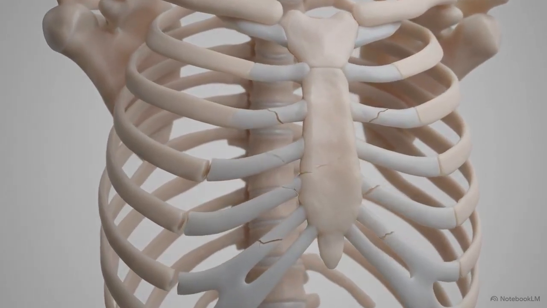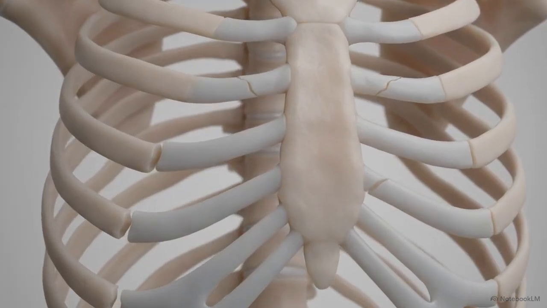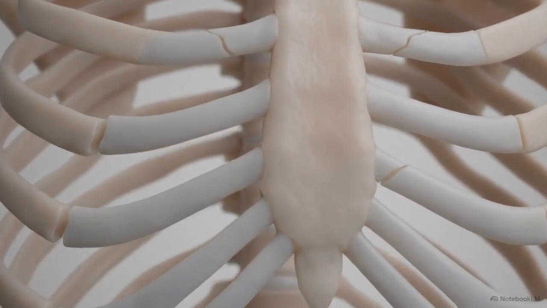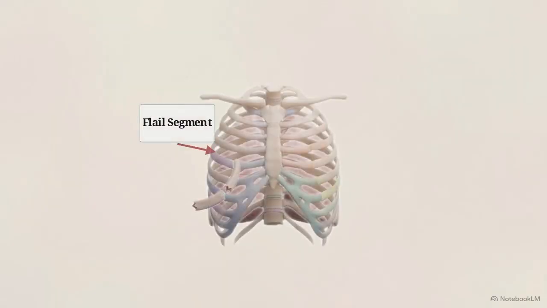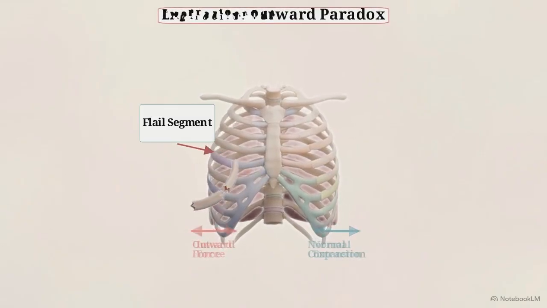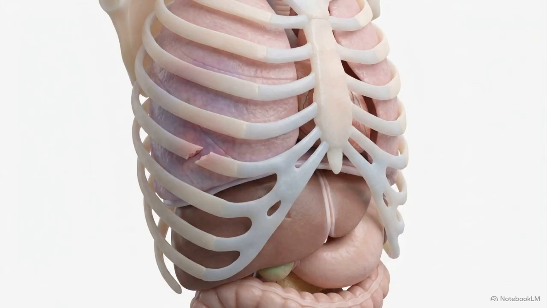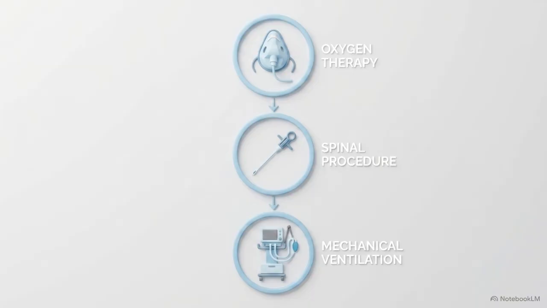The strict criteria require 2 or more consecutive ribs fractured in 2 or more places. This creates a free-floating segment of the chest wall that moves paradoxically, inward on inspiration, outward on expiration. The primary driver of mortality in a flail chest is not the mechanical bone fracture itself, but the underlying pulmonary contusion. Management follows a stepwise pathway. Administer oxygen, establish deep analgesia, often via a thoracic epidural, and if respiratory compromise persists, initiate intermittent positive pressure ventilation.